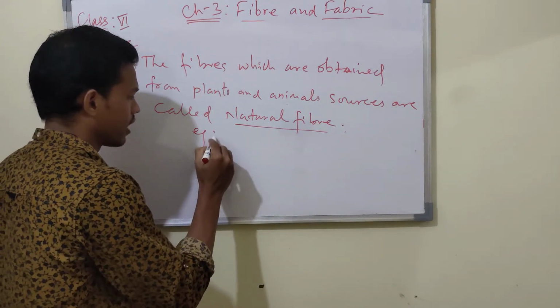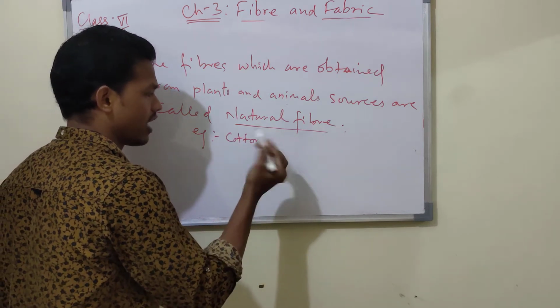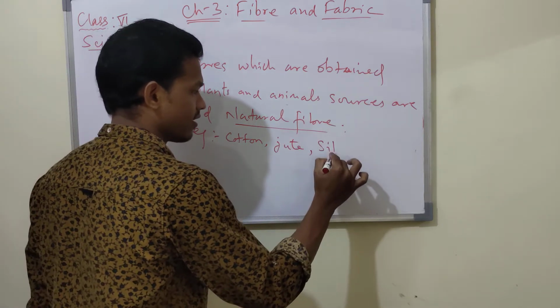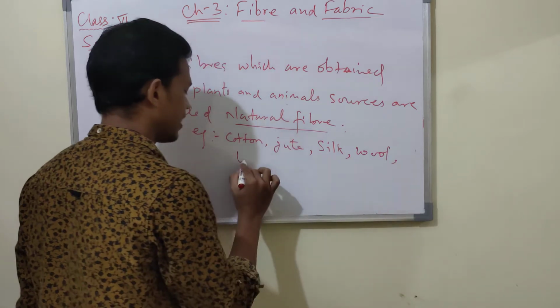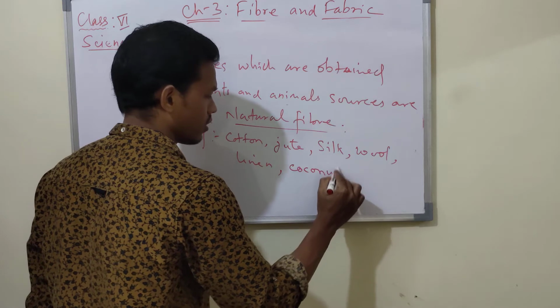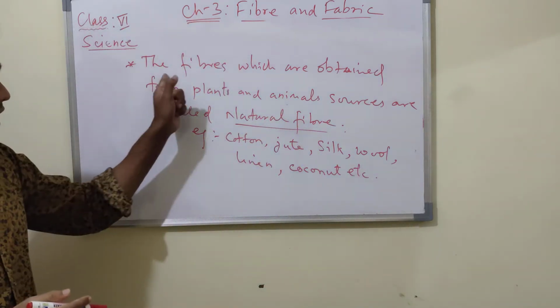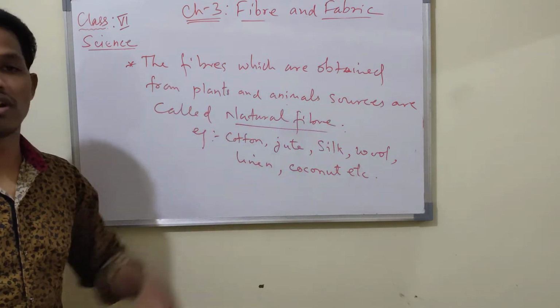Examples are cotton, jute, silk, wool, linen, coconut, etc. So the fibers which are obtained from plants and animal sources are called natural fiber.